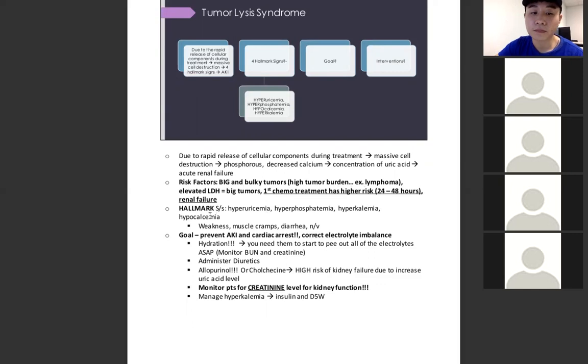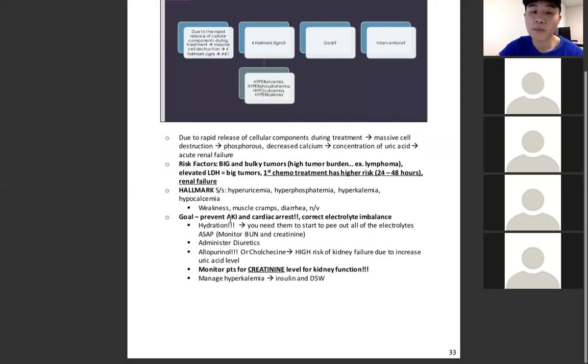Renal failure. Again, the hallmark is hyperuricemia, hyperphosphatemia, hyperkalemia, and hypocalcemia. Signs include weakness, muscle cramps, diarrhea, nausea, vomiting. The goal is we prevent AKI and cardiac arrest, because hyperkalemia can lead to cardiac dysrhythmia, which can lead to cardiac arrest.